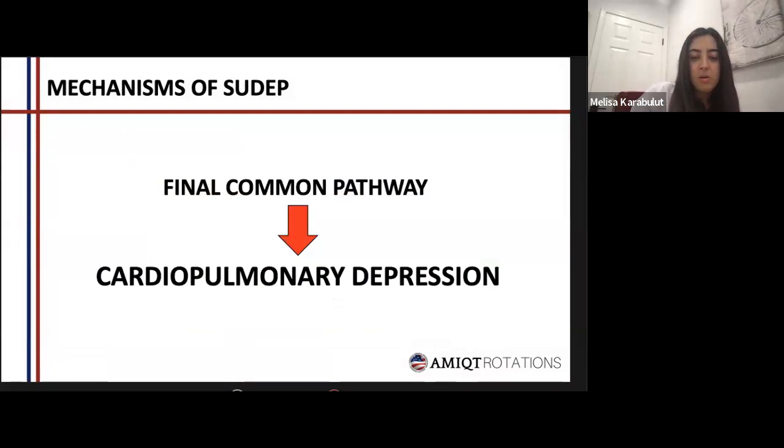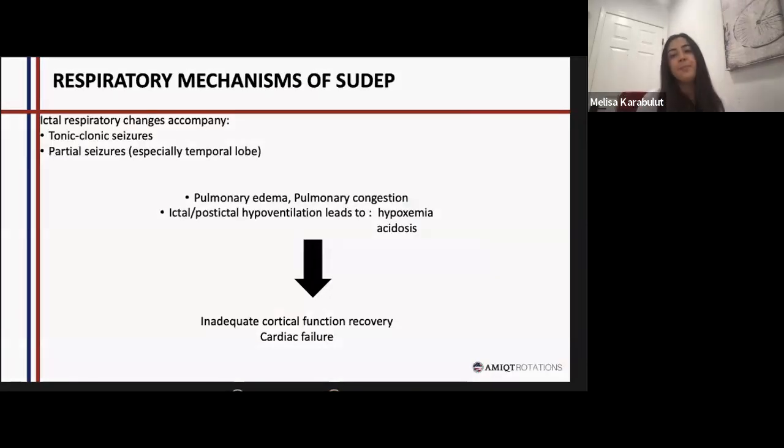So let's talk a little more about the respiratory mechanisms. Monitoring of seizures has shown that ictal respiratory changes accompany tonic-clonic seizures and even partial seizures. The finding of pulmonary edema in 86% of patients that suffered from SUDEP may support this obstructive theory. Considering these findings, ictal hypoxemia occurs often in patients with localization-related epilepsy.